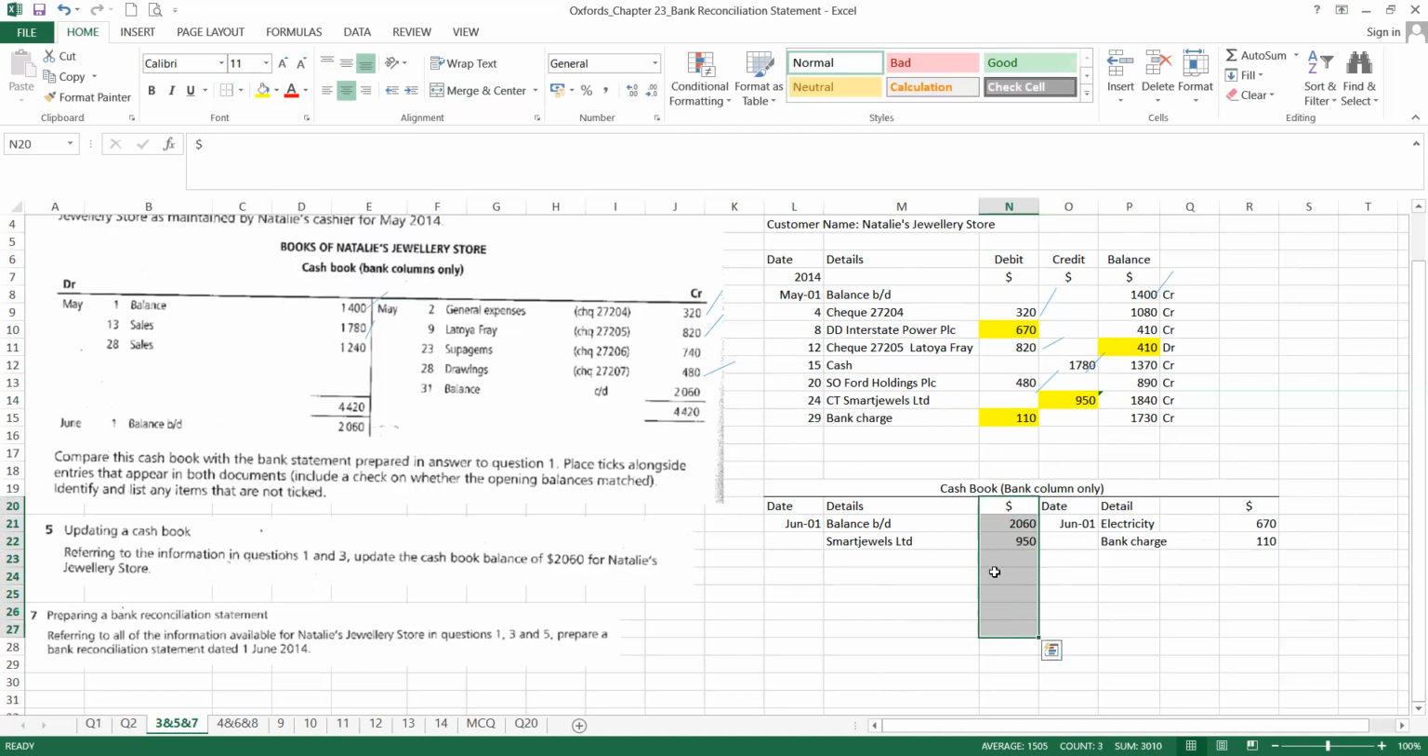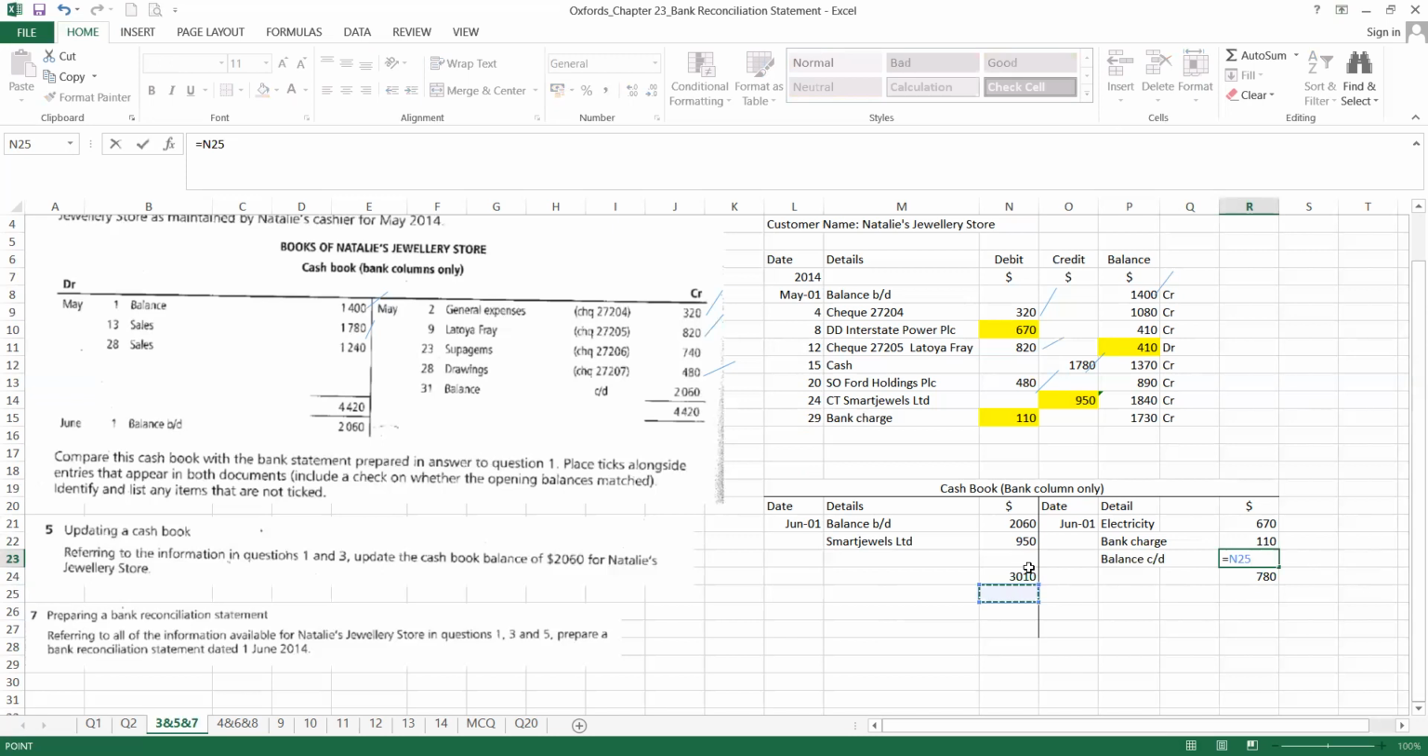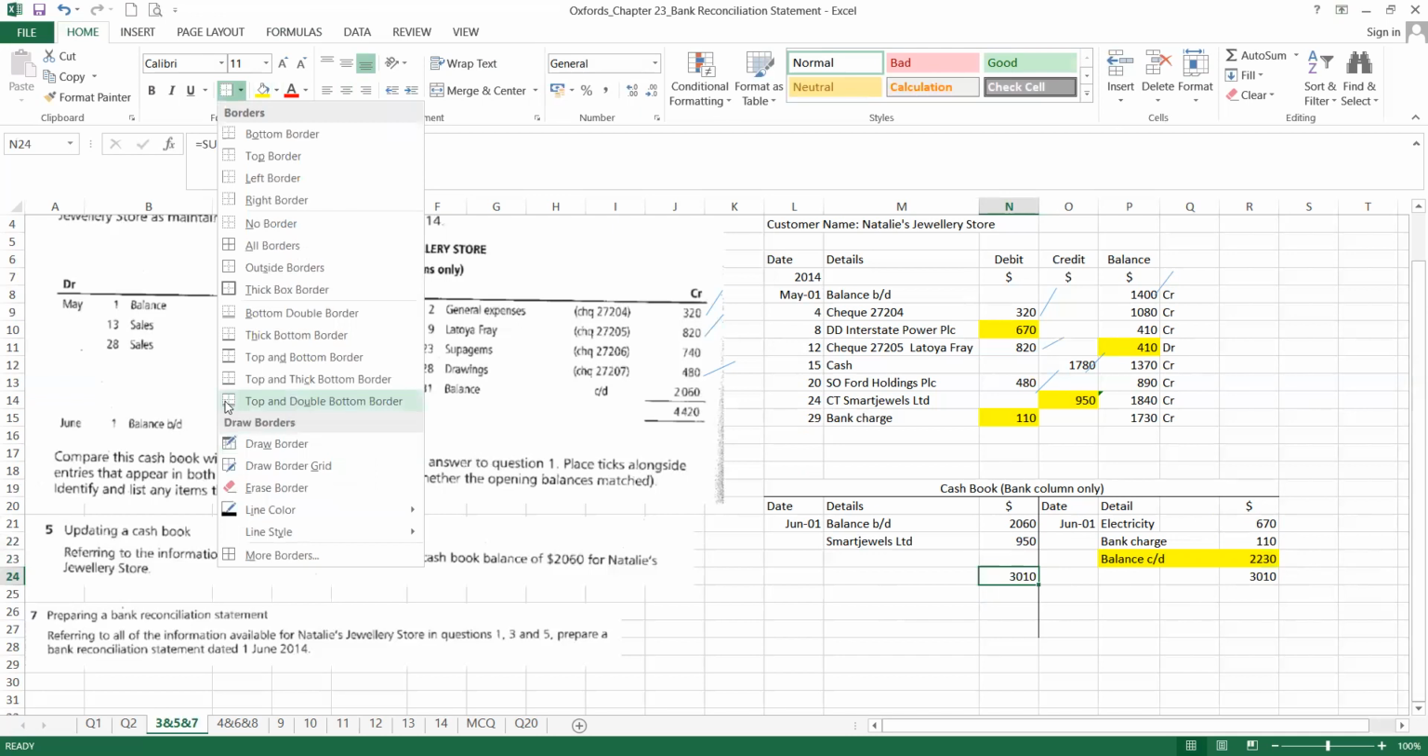Now we calculate the new balance. To find the new balance, debit is more than the credit, so we have the balance carried down on the credit side. Take the total debit minus the credit, so we have the balance. This is the new balance that we get. Okay, now next, continue.